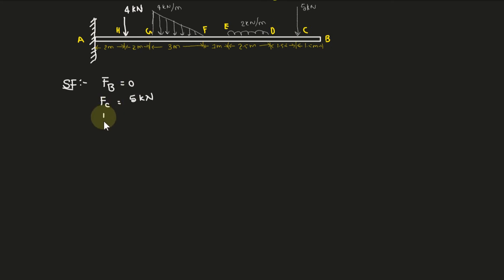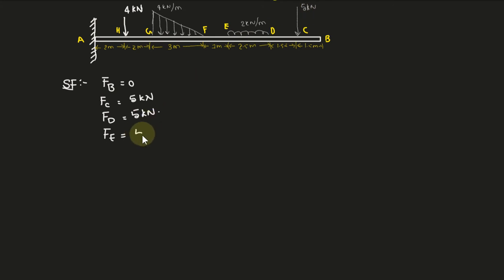Okay, FD, shear force at point D. There is no load in between C and D, right? So that 5 kilonewton will be continued up to there, 5 kilonewton. Now shear force at E. As we know, shear force is the sum of loads up to the point we are considering on the beam. So up to E we have from the right two loads: 5 kilonewton, which is a concentrated load, and this 2 kilonewton per meter, which is a uniformly distributed load. So we have two loads.